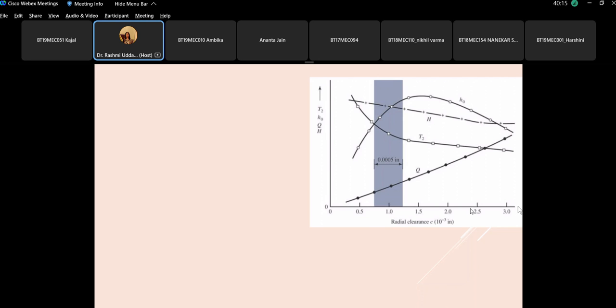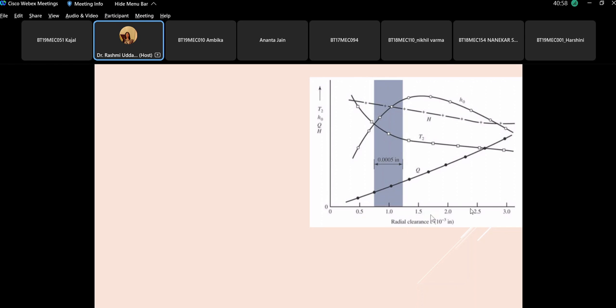So radial clearance is the difference between the radii of journal and bearing. So how the increase in the radial clearance affects the heat generated, how it affects the oil flow rate, how it affects the oil film thickness, and T2 is the temperature of the oil leaving the journal. So with the increase in the radial clearance, this is the heat Q, the heat generated and the heat dissipated. I'm sorry, H is the heat dissipated, Q is the oil flow rate.